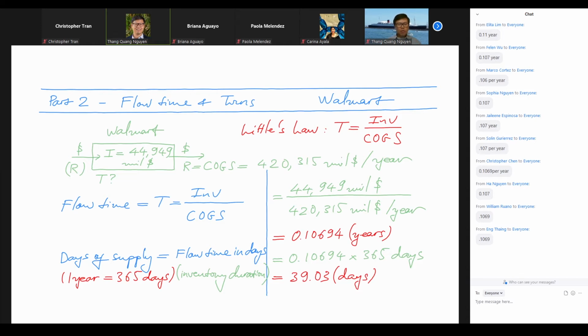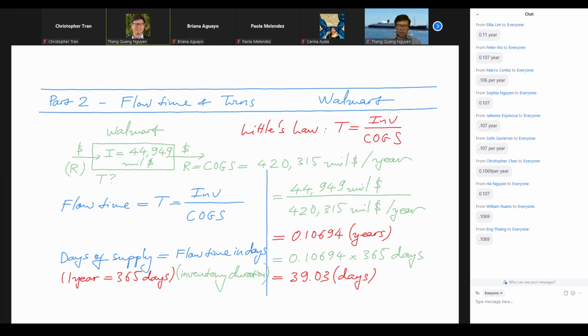But we're not done with part 2 yet. We already calculated the flow time either in years or in days, right? If we just talk about the flow time, then think about that as years. But if it is days of supply, then we know it is 39 days. By the way, it is a good time for me to talk about what happens at Target, okay? In the slide, I have the data for Target, so I encourage you to try that when you have time. But I have the result for Target.